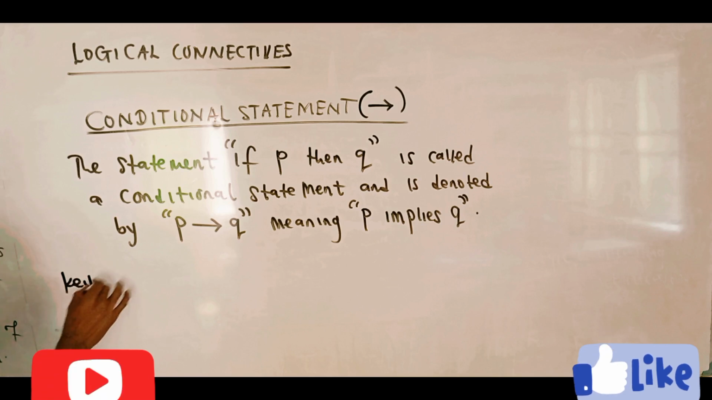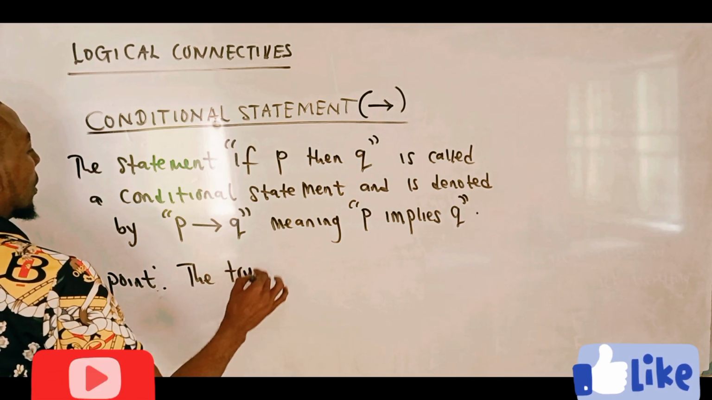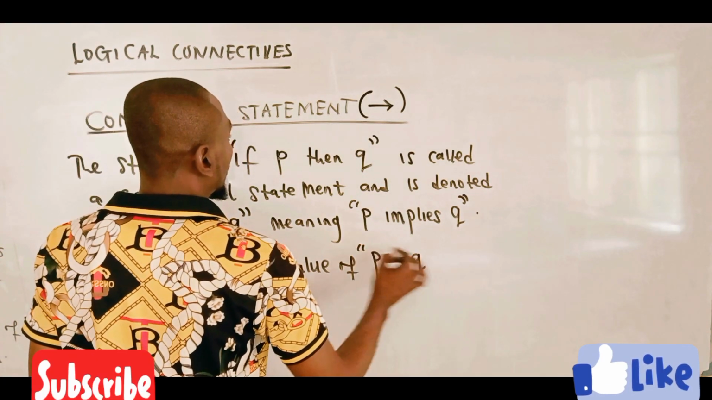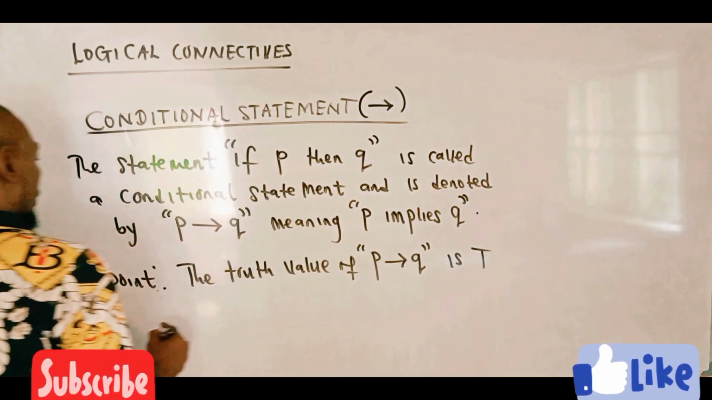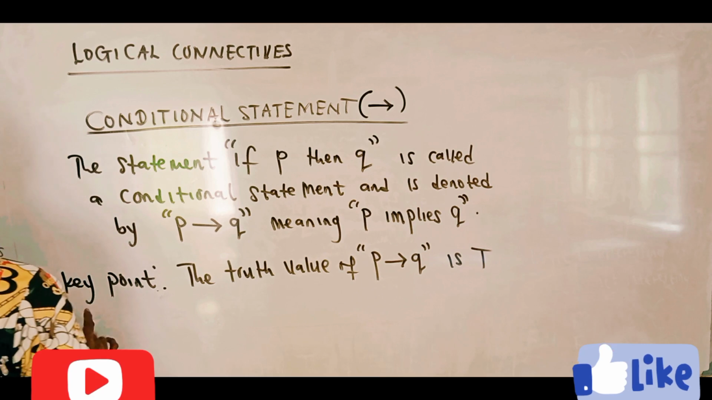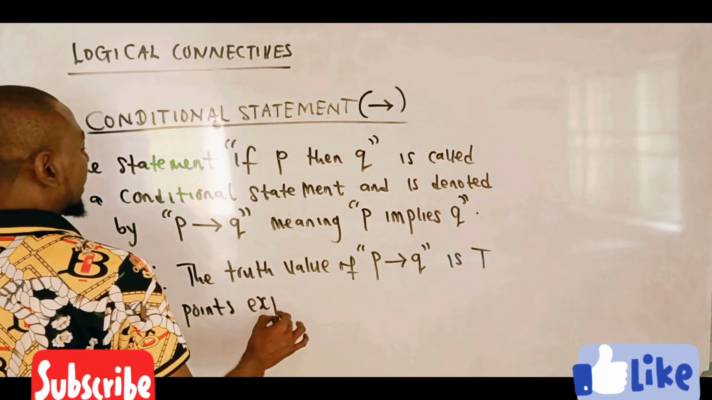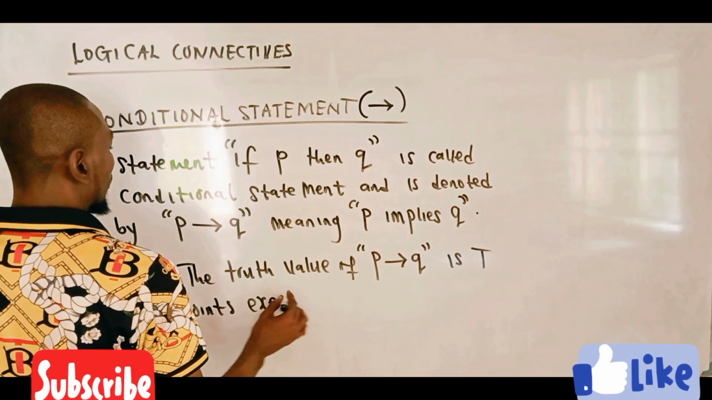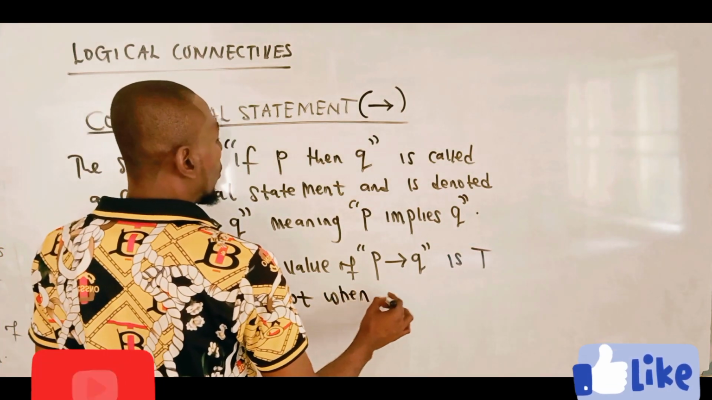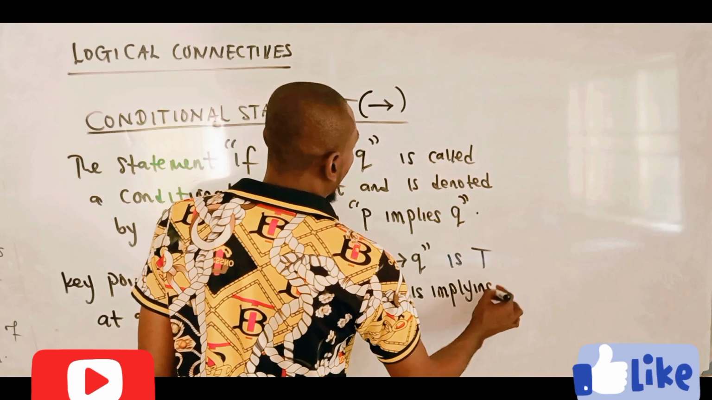Okay? Then the key point to note. The key point states the truth value of P implies Q is T at all points except when T is implying F.